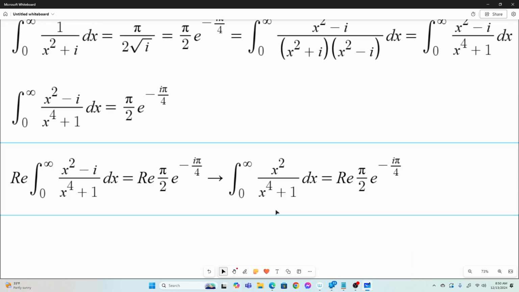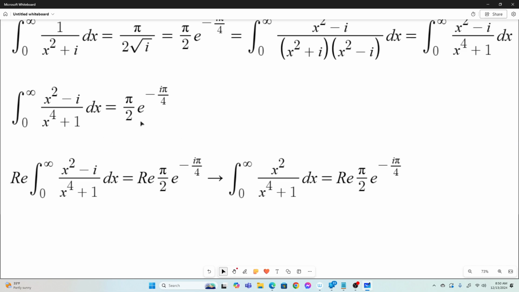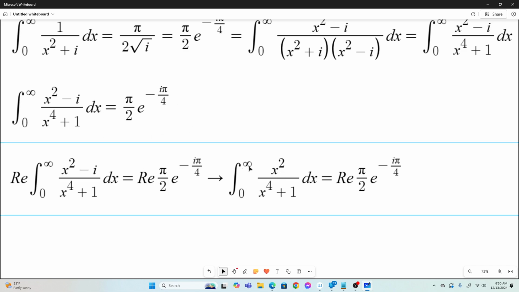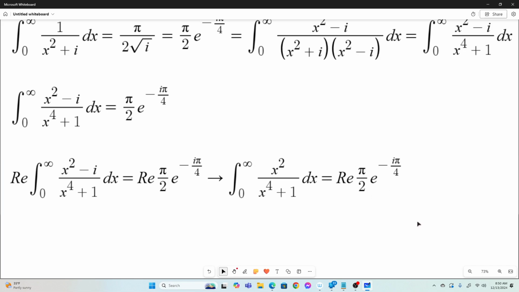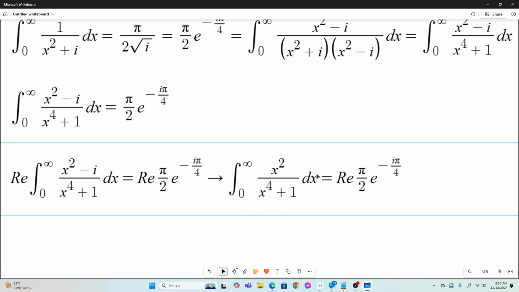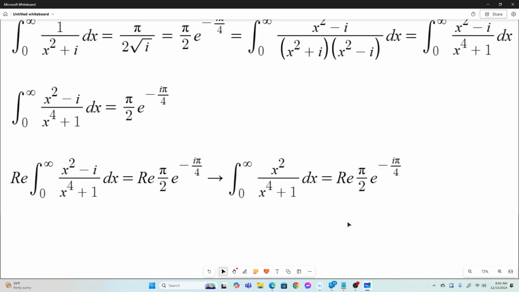All right. And now we'll just recognize that we can match up the real and imaginary components. So we know that the real part of that integral is equal to the real part of this. Therefore, the integral from 0 to infinity of x squared over x to the fourth plus 1 dx is equal to the real part of pi over 2 times e to the negative i pi over 4. And this was one of the integrals that we were trying to evaluate.